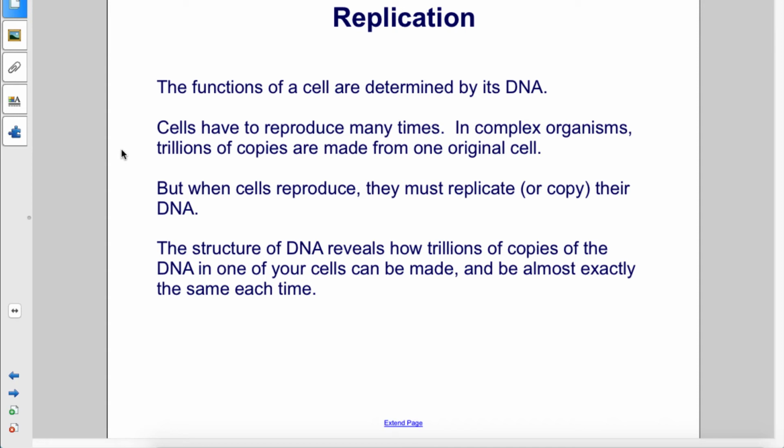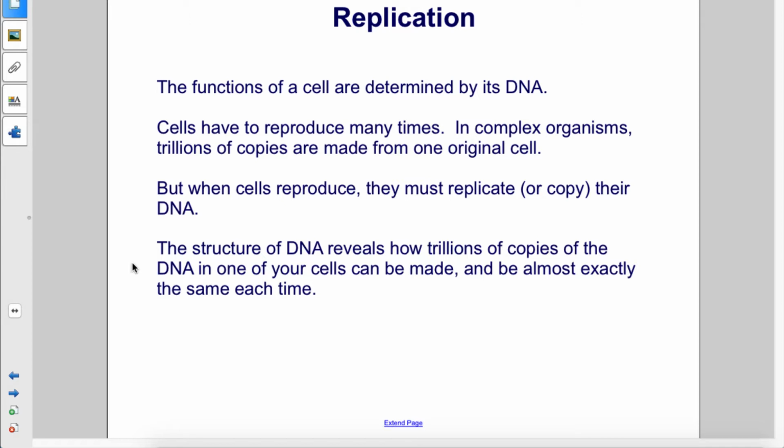The functions of a cell are determined by its DNA. Cells have to reproduce many times. In complex organisms, trillions of copies are made from one original cell. But when cells reproduce, they must replicate or copy their DNA.